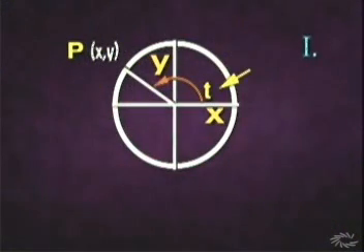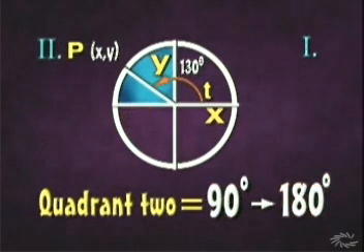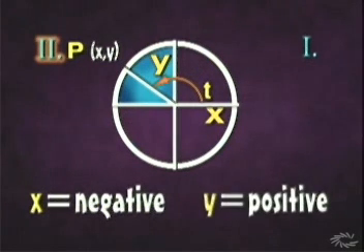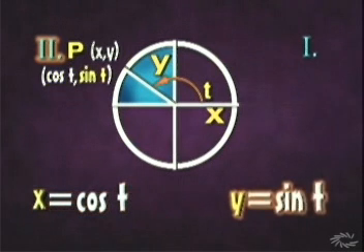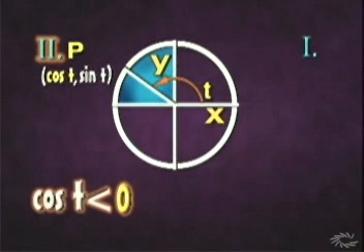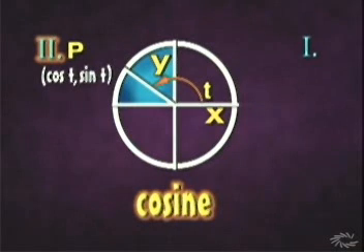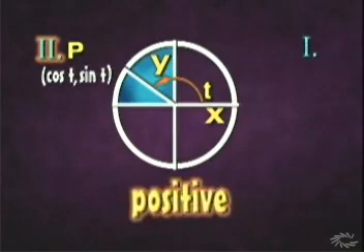If angle T terminates in quadrant 2 between 90 and 180 degrees, like this 130 degree angle does, then the x-coordinate of P is always negative and the y-coordinate of P is always positive. Remember, we just figured out that the x-coordinate for our angle is equal to the cosine of t and the y-coordinate is equal to the sine of t. This means that the cosine of t is less than 0 and the sine of t is greater than 0 in quadrant 2. So the cosine of a 130 degree angle, or any angle in quadrant 2, is negative while its sine is positive. You can check this out for yourself on your calculator.